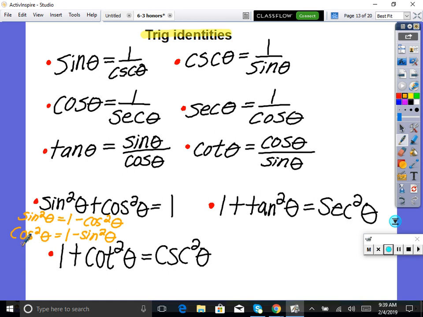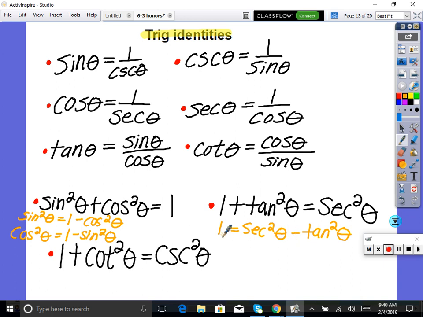Okay, let's go to 1 plus tangent squared theta equals secant squared theta. Which one, based on what I've been telling you, would be better to write? Secant squared theta, because there's only one term. Okay, let's do some variations. Isn't it also true that I could subtract tangent squared and get 1 is equal to secant squared theta minus tangent squared theta? It would be much more simplified to write this as 1.